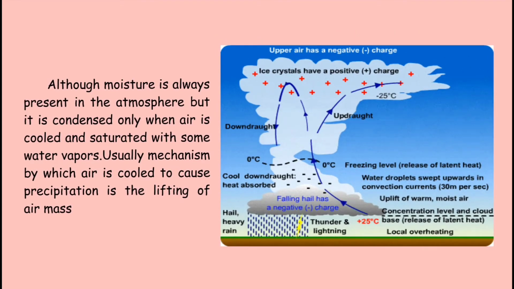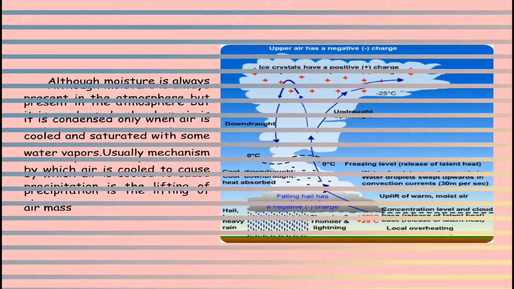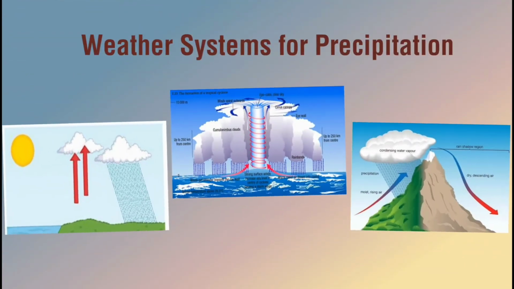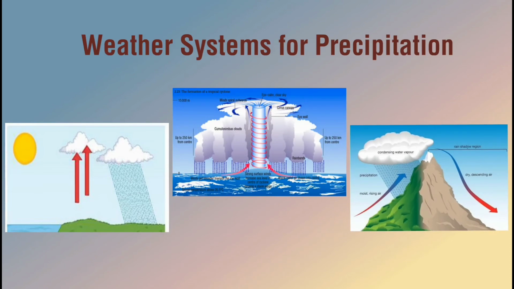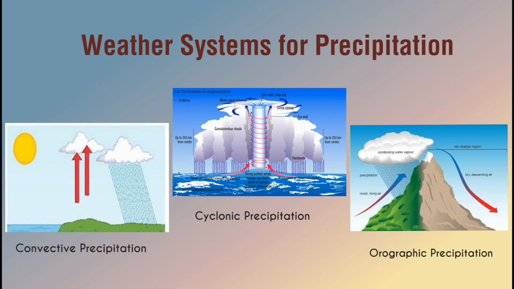Although moisture is always present in the atmosphere, it is condensed only when air is cooled and saturated with some water vapors. Usually, the mechanism by which air is cooled to cause precipitation is the lifting of air mass. Based on lifting of air-carrying vapors, precipitation is classified as follows: convective precipitation, cyclonic precipitation, and orographic precipitation.